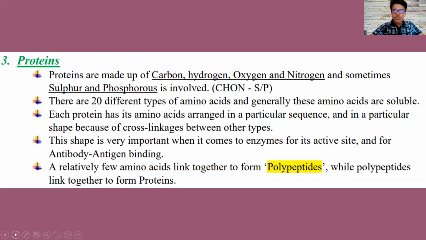So thirdly, coming on to proteins, where proteins consist of carbon, hydrogen, oxygen, nitrogen, and sometimes sulfur and phosphorus. So the short form is CHONSP. Have in mind that there are 20 different types of amino acids, which are generally soluble in water, and these amino acids are arranged in a particular sequence to form different types of proteins for a specific purpose. The shape of these proteins is very important because of the active site and for antibody-antigen binding. This part you will understand more clearly in the enzymes lesson.